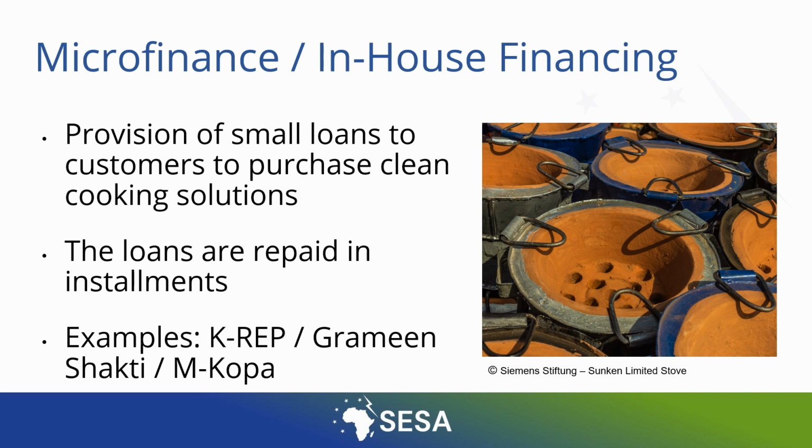Now, on microfinance and in-house financing, this is a more traditional business model or means to overcome the market barriers to clean cooking, especially for low-income households. Some examples of asset finance for clean cooking include the Grameen Shakti, which uses the Grameen Bank's network to finance energy products for its clients. In Africa, M-Copper uses the M-Pesa platform to agree installment payments for its products.